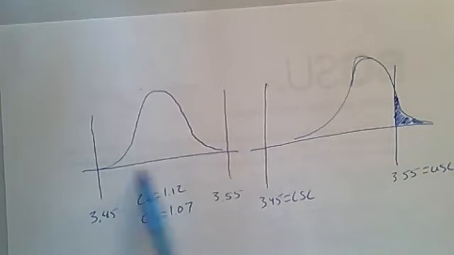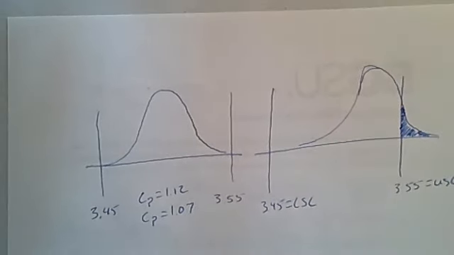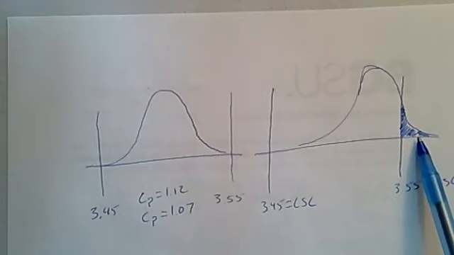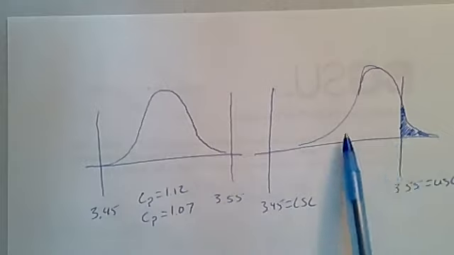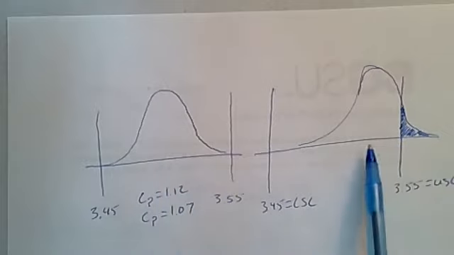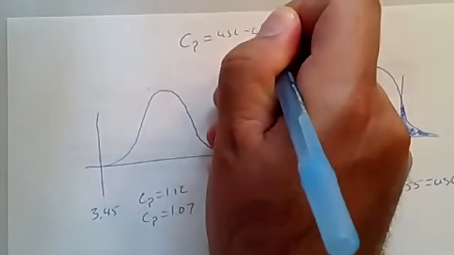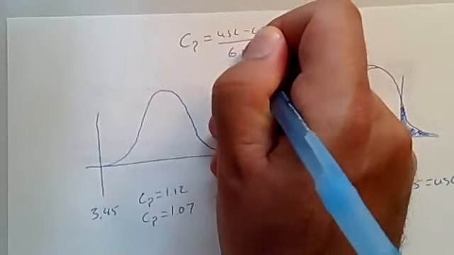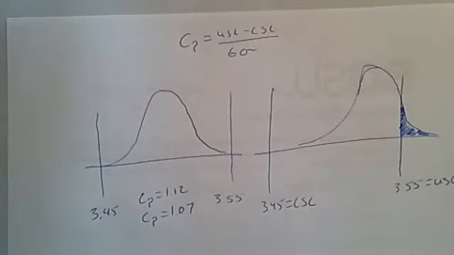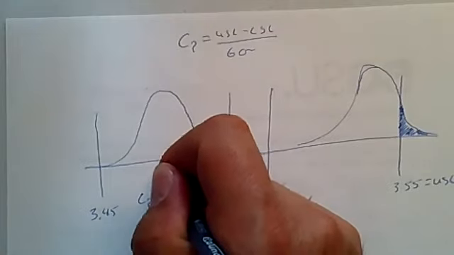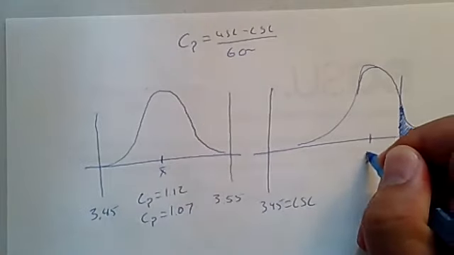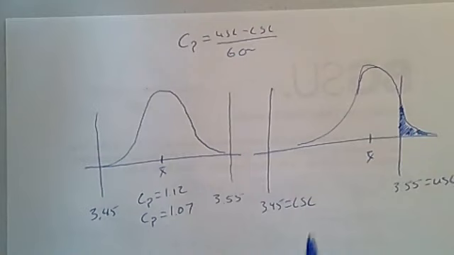Because here, the defect rate's very low. We'll solve for the defect rate on the other side in a minute. But for now, you can all agree that this is a much higher probability of a defect than whatever's going on over here. But if you look at the CP formula, it's going to give you exactly the same number. Because again, the CP is equal to the upper specification limit minus the lower specification limit divided by 6 times the standard deviation of the process. It doesn't care where my mean is, it's going to give you the same answer. So this should probably have a CP of about 1.12 as well.